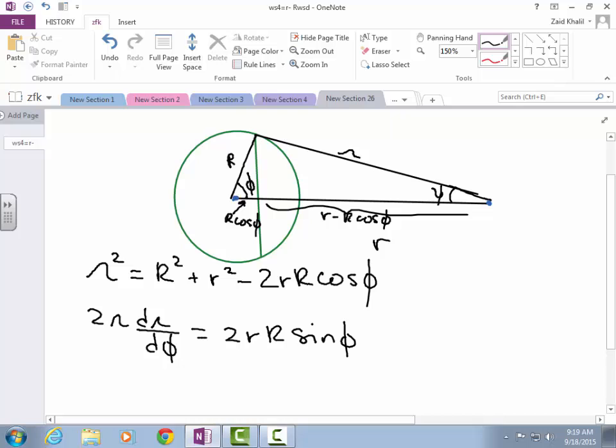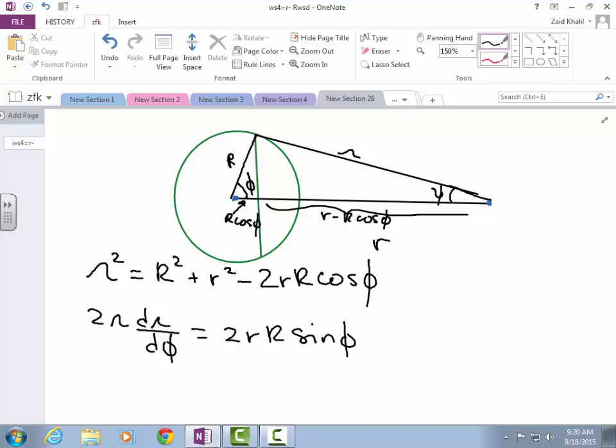What's the derivative of cosine? Negative sine, so it becomes positive. What happened to those two? They're constants. So since they're constants, what's the derivative of a constant? Zero, that's right. So, is everybody on the same page?